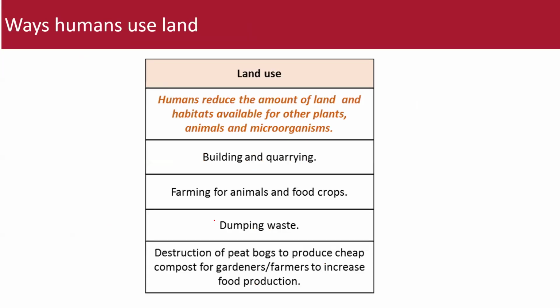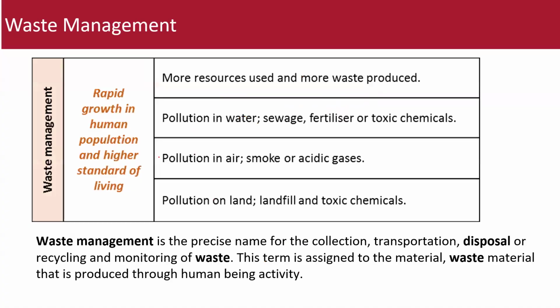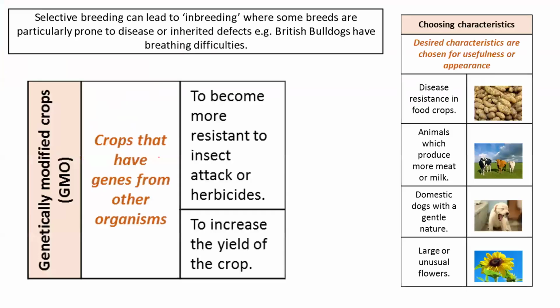Again, it's another little factual thing that they seem to like asking about: how do humans use land? Okay, so humans use land to basically take it away from every other living thing. We use it for building and quarrying, farming, dumping waste, and then we destroy the peat bogs. Waste management, we've talked about that one, right?